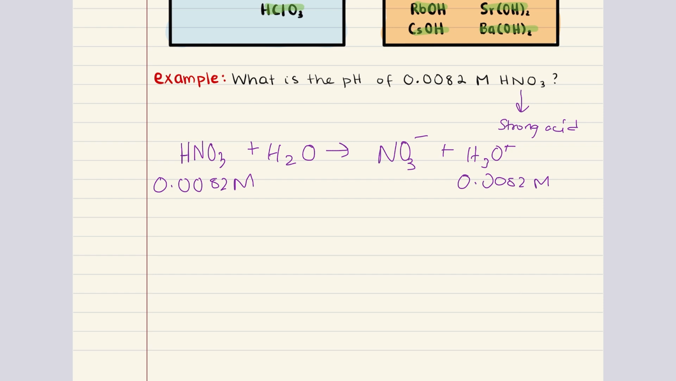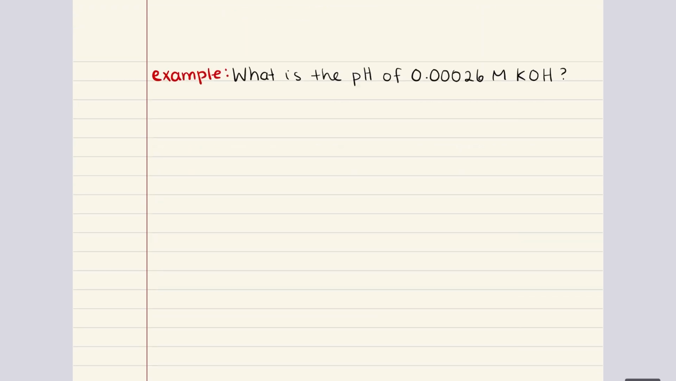So now with that information, we could just plug it into our equation for pH. pH is the negative log of our hydrogen ion concentration. So this is just the negative log of 0.0082. If we plug this into a calculator, we're going to get a pH equal to 2.09. And this answer makes sense because we're dealing with a strong acid, and this value indicates that it is indeed an acid. Let's tackle another one together.